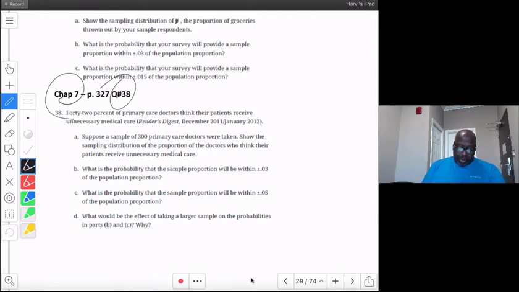So we are told that suppose a sample of 300 primary care doctors are taken, show the sampling distribution of the sample proportion. Okay, so essentially, just for this particular scenario, we're told 42% of the population of primary care doctors provide unnecessary medical care. We are taking samples of 300, so therefore, what is the sampling distribution in this case? And so let's take a look at that.